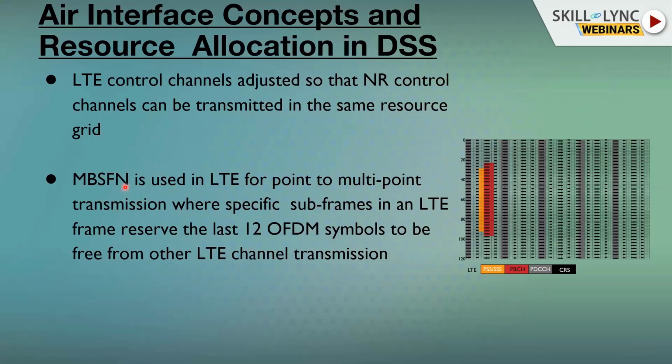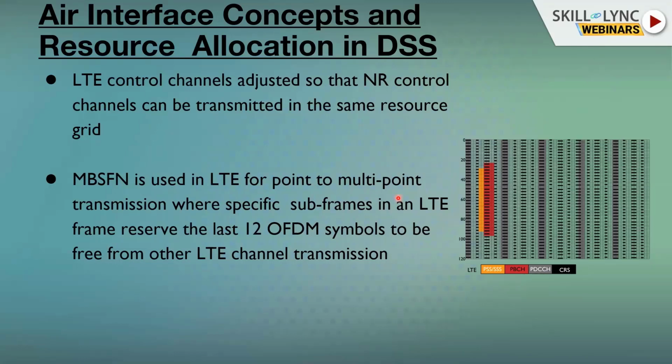MBSFN, which is multicast-broadcast single frequency network, is used in LTE for multi-point transmission, where specific subframes in an LTE frame reserve the last 12 OFDM symbols to be free from the other LTE channel transmission. So you need to change the MBSFN frame size in order to use LTE and NR in this fashion.